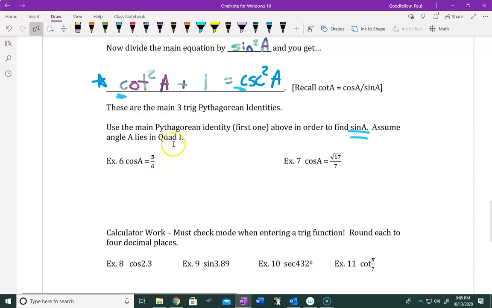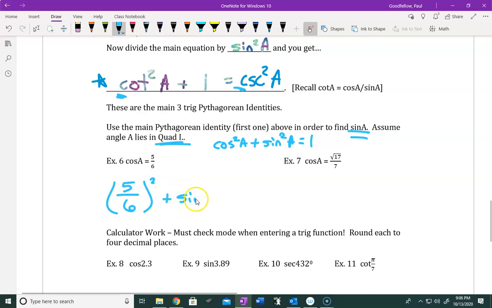But in this case, we're going to stay in quadrant 1 to keep the idea simple. Okay? Now, the Pythagorean identity is cosine squared of the angle plus sine squared of the angle has got to equal 1. I've already got the cosine of the angle, which is 5/6 substituted in there, but that would be squared. And that would be plus sine squared of the angle would equal 1.